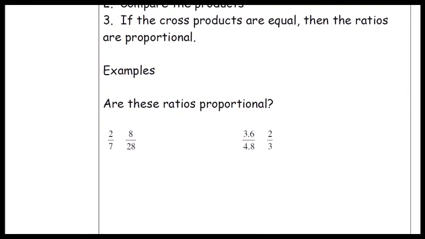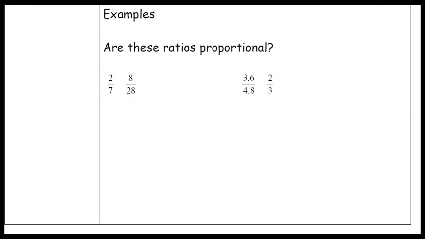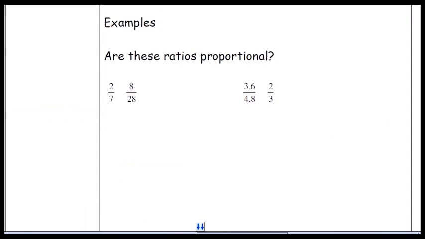Alright, let's look at a few examples. Let's see. Can you tell me if these two ratios are proportional? Well, we're going to do the same steps we did a few minutes ago, which is going to be cross multiply. So I'm going to multiply 28 times 2, or 2 times 28, whichever way you want to look at it. So let's multiply that real quick. Let's see, that's a 2. So 2 times 8 is 16, carry the 1. 2 times 2 is 4, plus 1 is 5, right? So that's 56. So the first cross product is 56.